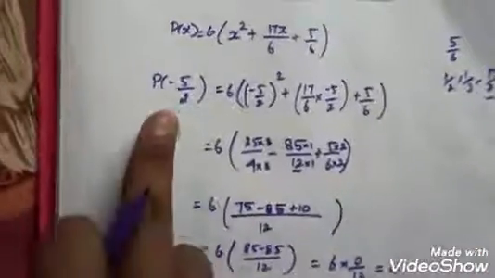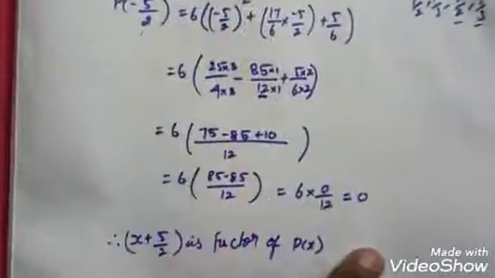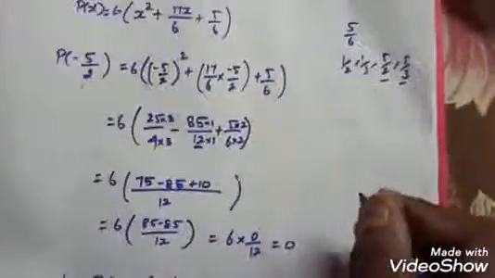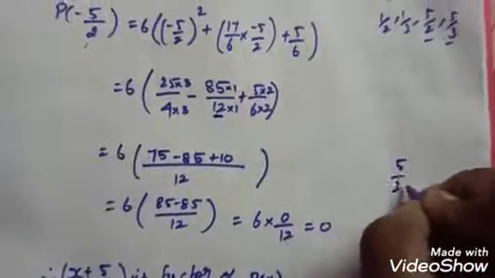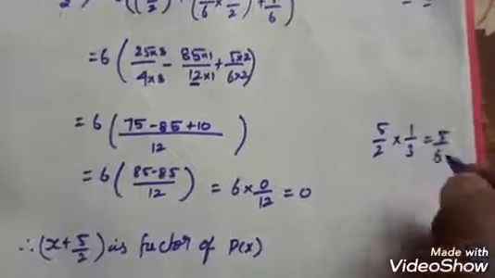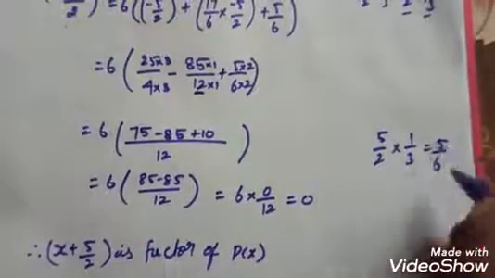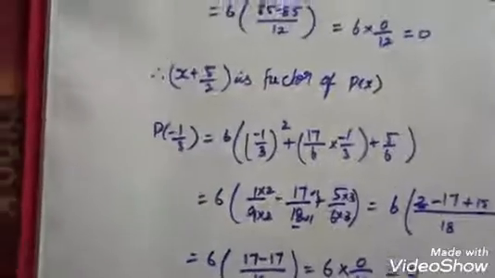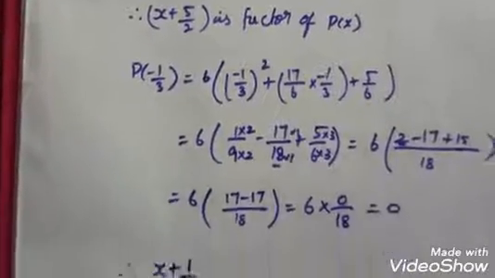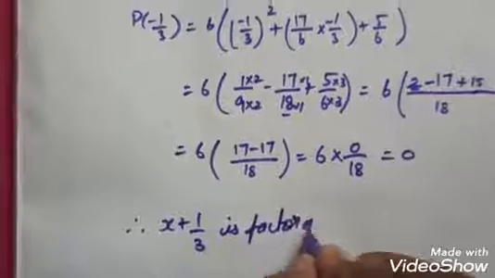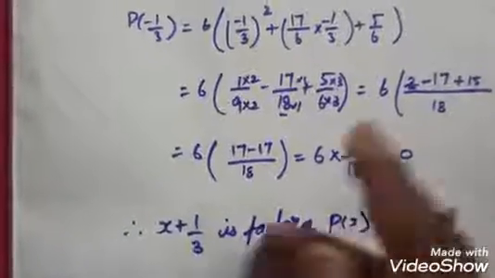So clearly I will check minus 5 by 2, we get 0, and minus 1 by 3 I get 0. So the factor is 5 by 2 into 1 by 3. So I will check, which is equal to 5 by 6 is the factor. So we get the factor 5 by 6 because of that. Therefore x plus 1 by 3 is a factor of P of x.